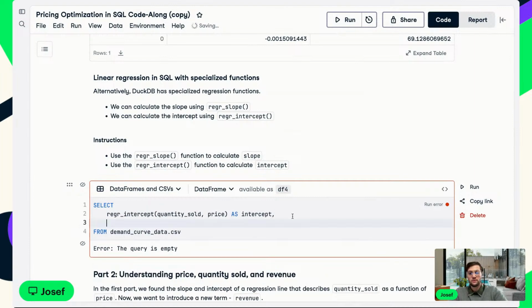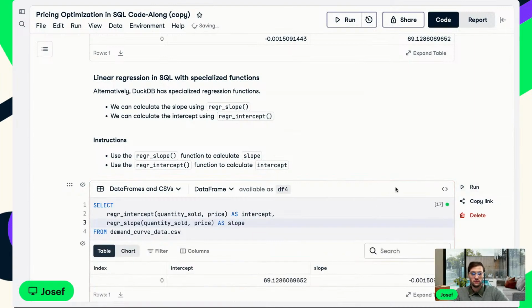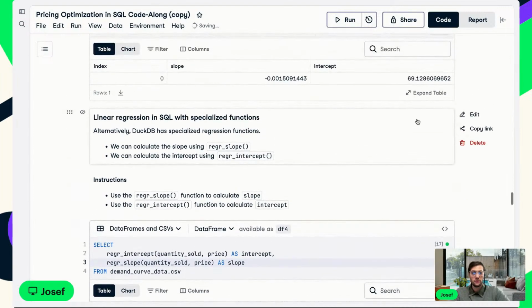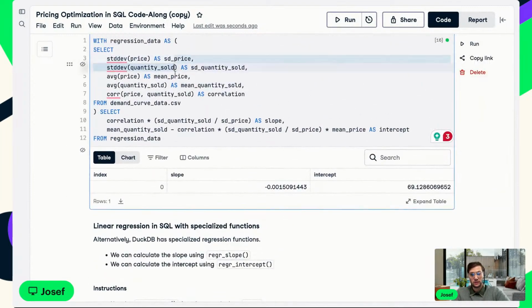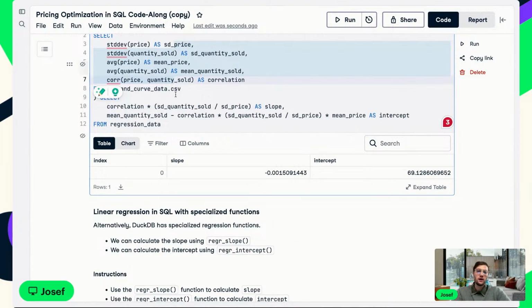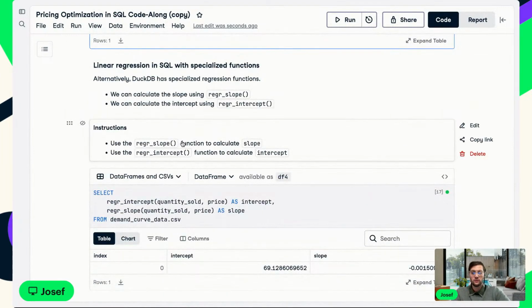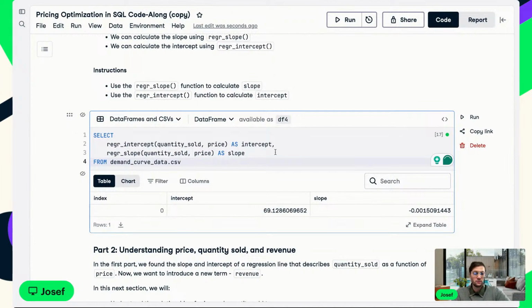And let's do the same. This time I will not copy and paste. Quantity sold and price as slope. There we go. So these are the same numbers. And I think DuckDB is probably just using this formula, or else it's describing the slope and the intercept in terms of variance and covariance, but it's doing something similar. And we are able to get the slope and the intercept without even doing a CTE. So these are the regression intercept and regression slope functions, and they are extremely useful.